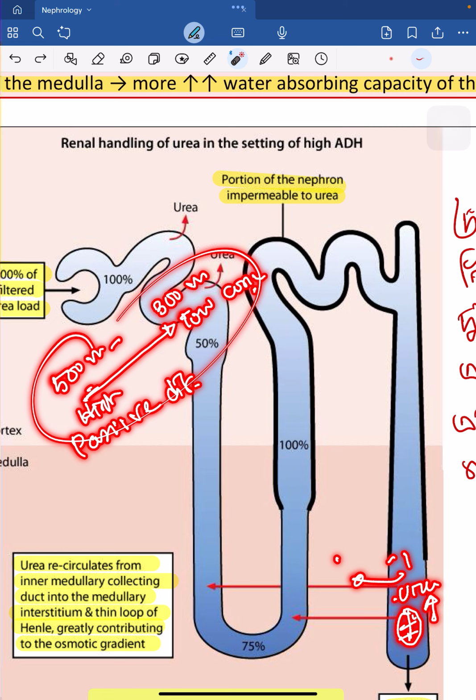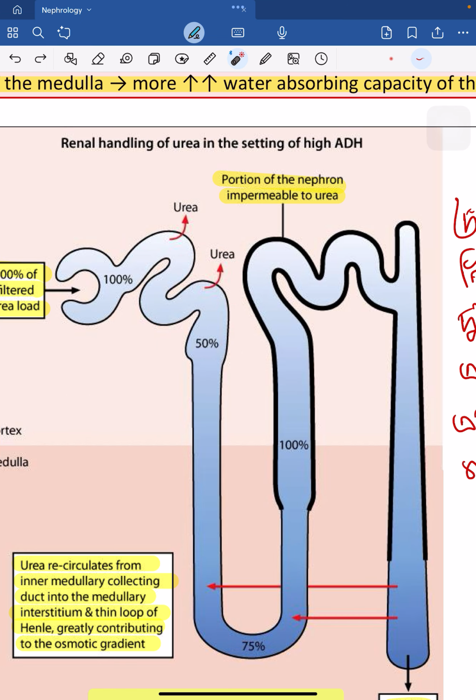And here urea concentration goes down, so urea comes out of the collecting duct to the interstitium, and also in this area, in the loop of Henle, urea concentration is lower than this interstitium, so interstitial urea will go into the loop of Henle. So again, it maintains the concentration gradient.